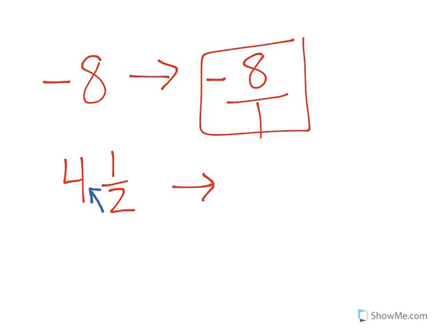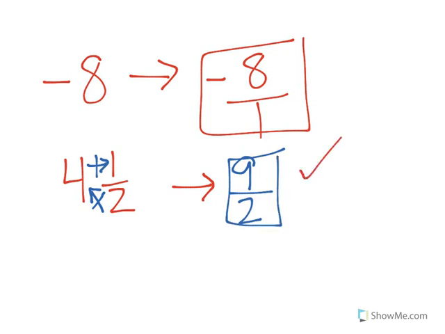Yes. 4 times 2 is 8. 8 plus 1 is 9. Remember, denominator stays the same. So did I make it look like a fraction or a ratio? Check. How about negative 5/10? Okay, well, can I make this decimal look like a fraction? Sure.